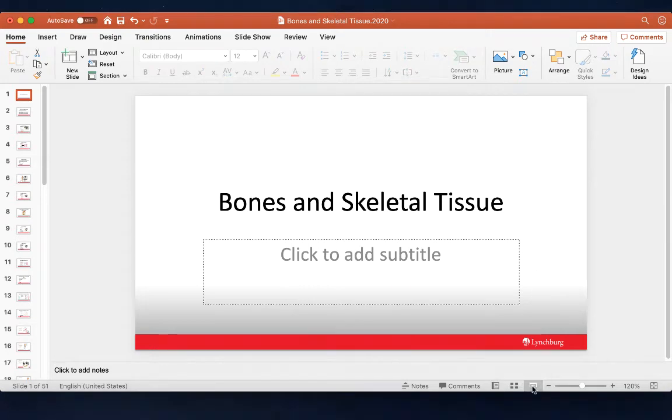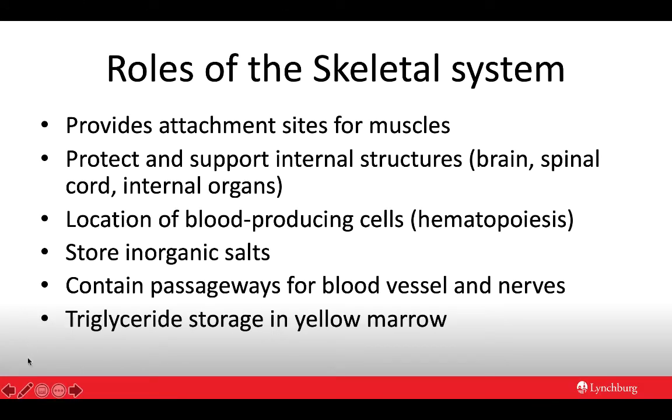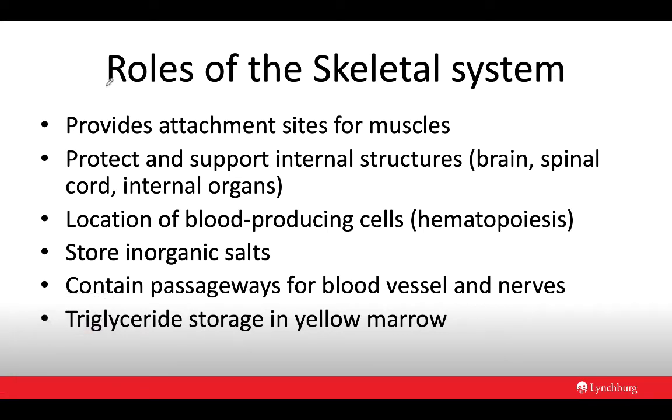Okay, so we are going to talk about bones and skeletal tissue. And we're going to start this off by talking about some roles of the skeletal system. So, what does the skeletal system do for us? Well, one of the more obvious roles is going to be providing attachment sites for muscles.